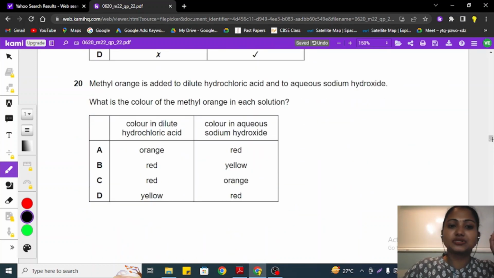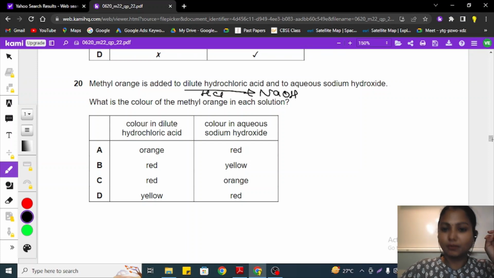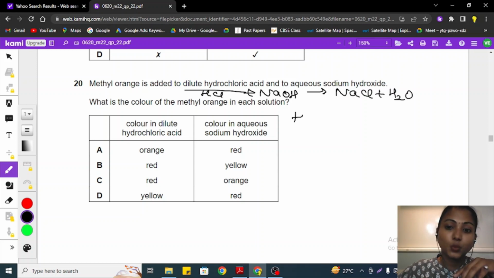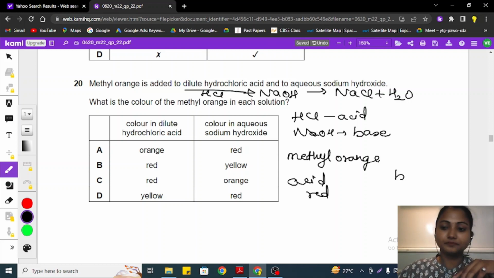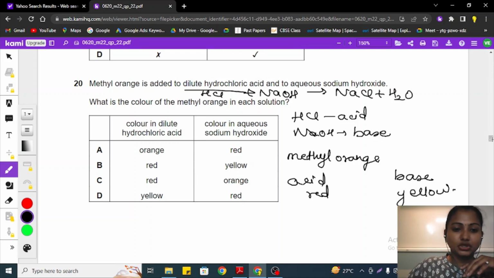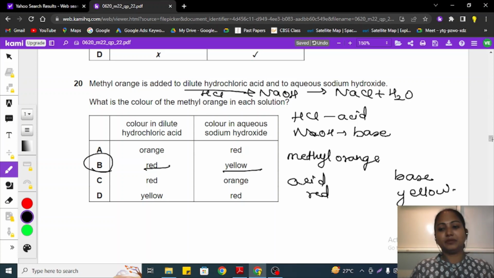Now, methyl orange is added to dilute hydrochloric acid HCl and NaOH. Pretty much it's a neutralization reaction. Acid is reacting with base to form salt and water. So one is going to be an acid and one is going to be a base. Now, methyl orange is an artificial indicator which is used here. So the question is saying, what is the color of methyl orange in each solution? Methyl orange in acid gives red color and in base it gives yellow color. So the color in the dilute hydrochloric acid is going to be red, in base it's going to be yellow, and option B is correct.